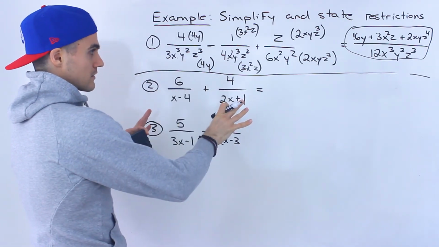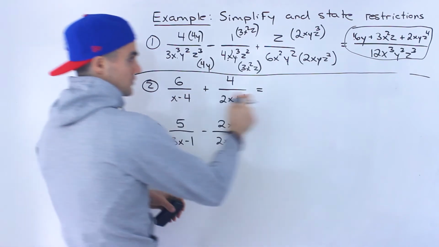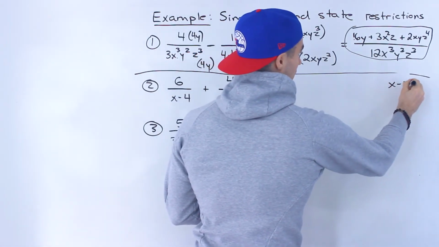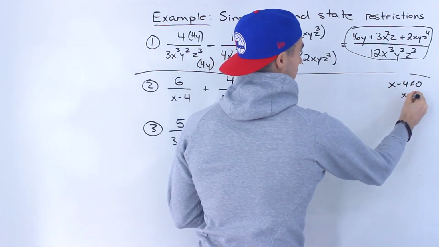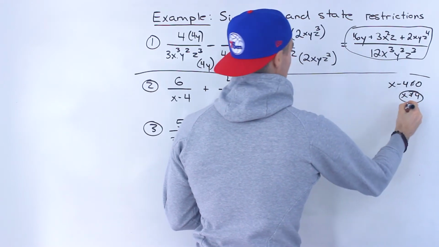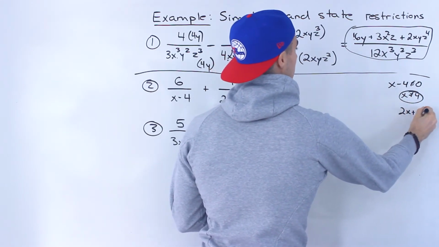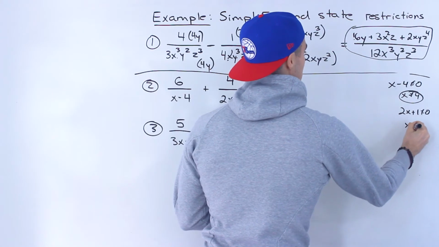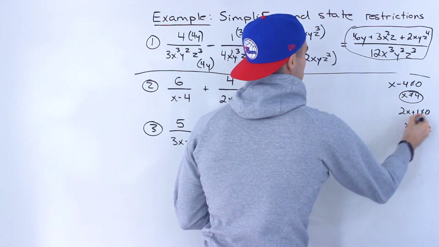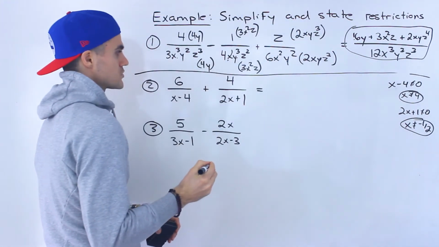Everything is factored here. Now we get the restrictions. So notice x minus 4 cannot equal 0, which means x cannot equal 4. And then 2x plus 1 cannot equal 0, which means x cannot equal -1 over 2. Those are the 2 restrictions.